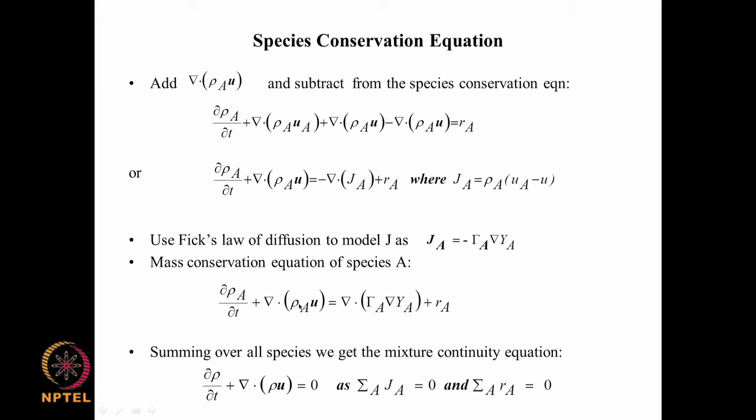So you have Y_A here and you have Y_A here, and so this whole species conservation equation can be represented in terms of a new variable, which is the mass fraction of species A, and the rate of production term is also divided by the mixture density, and so this will be slightly different.